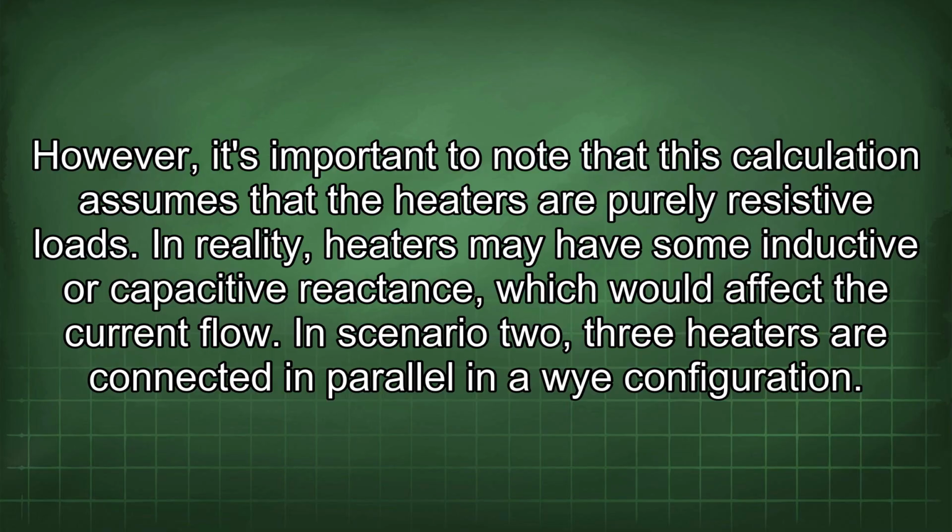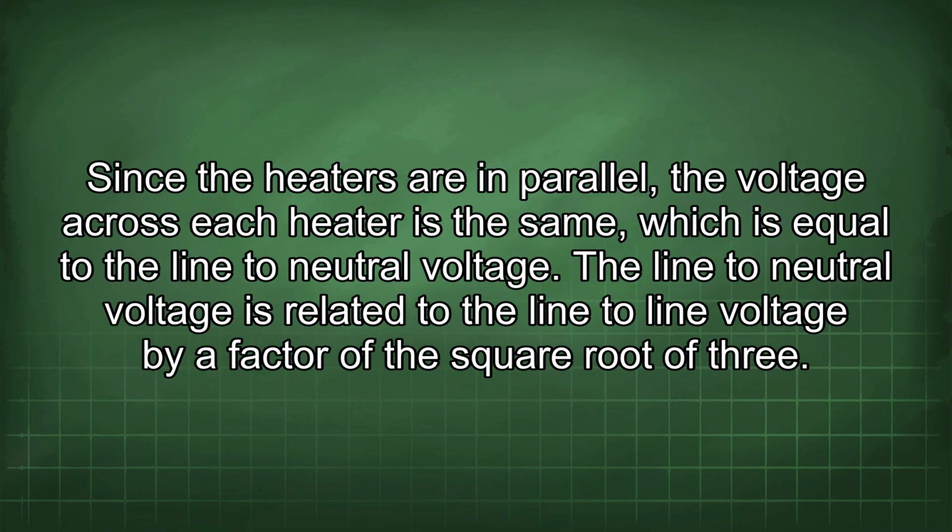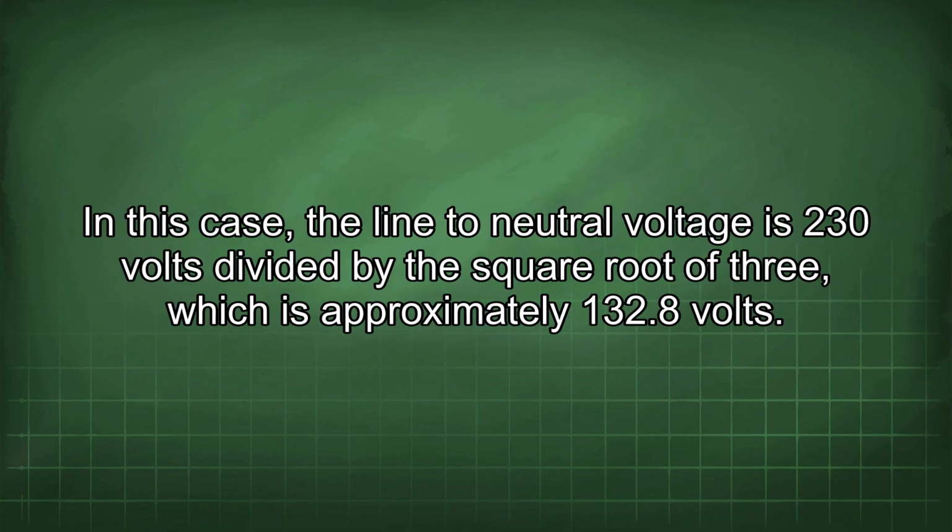In scenario 2, three heaters are connected in parallel in a Y configuration. Since the heaters are in parallel, the voltage across each heater is the same, which is equal to the line-to-neutral voltage. The line-to-neutral voltage is related to the line-to-line voltage by a factor of the square root of 3. In this case, the line-to-neutral voltage is 230 volts divided by the square root of 3, which is approximately 132.8 volts.